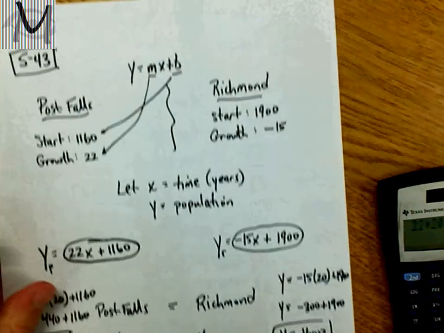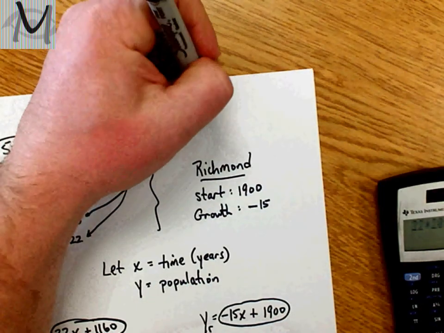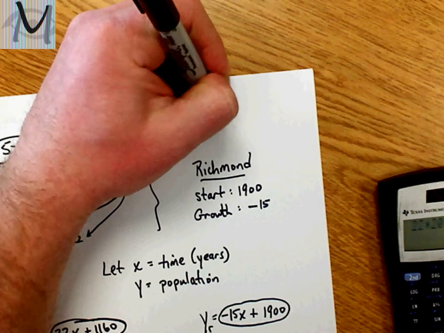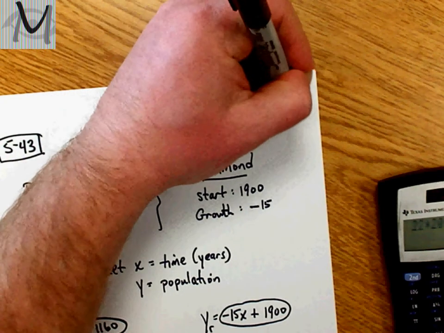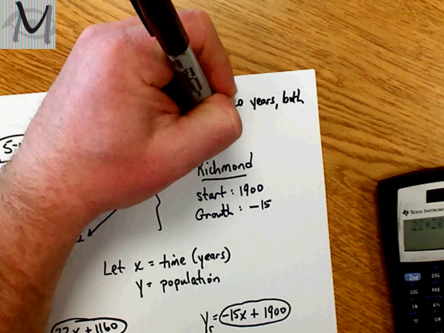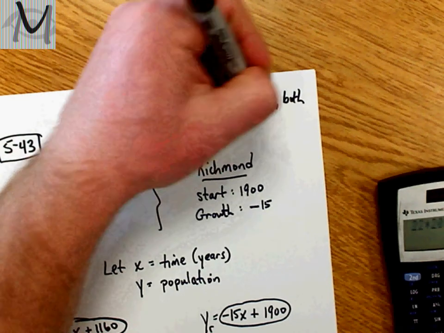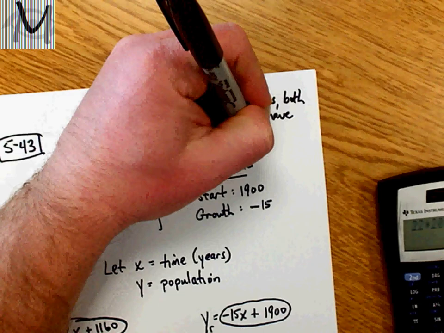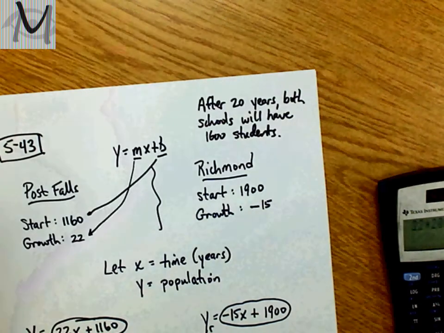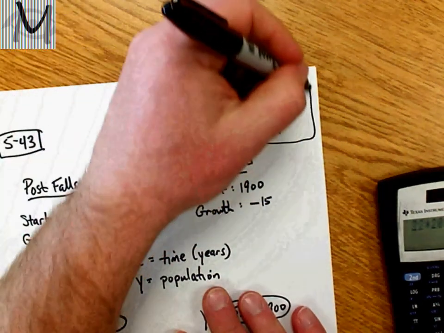So final answer, after 20 years, both schools will have 1,600 students. And that is problem 43.